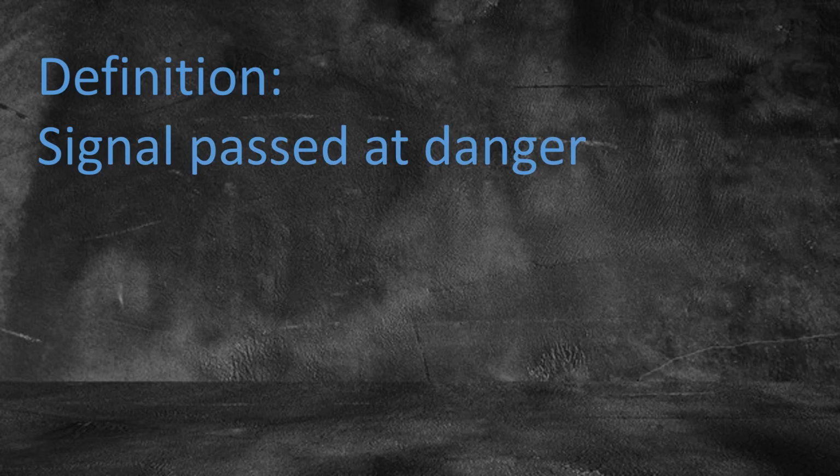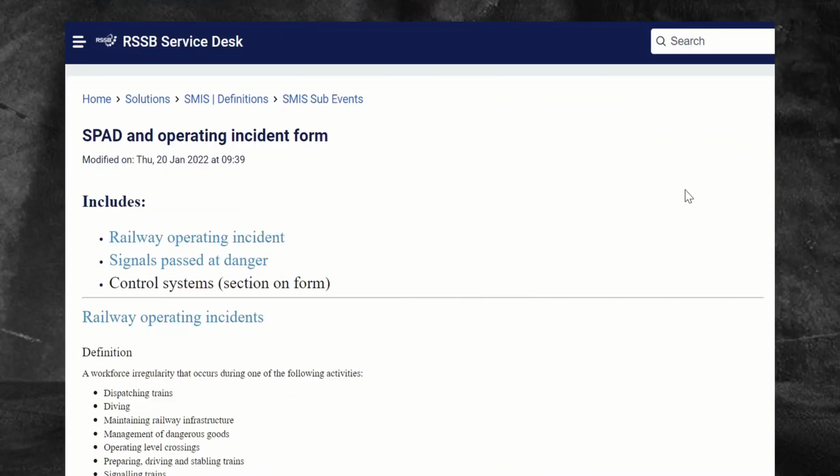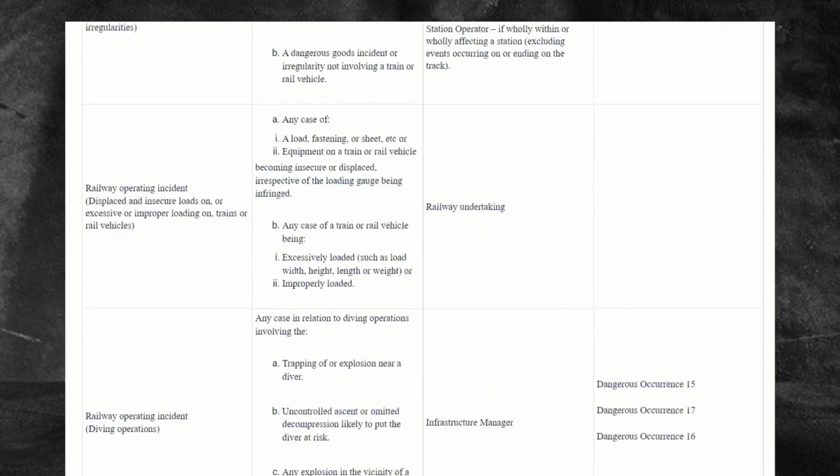But before we look at the sub-event in SMIS, let's take a look at the sub-event definition to understand what should be entered on this sub-event, including who should enter it. To do this, we need to head on over to the RSSB service desk. We are now in the solutions area of the RSSB service desk. You can see at the top of the page, Home, Solutions, SMIS Definitions, SMIS sub-events. Let's head to the Signal Passed at Danger guidance section.